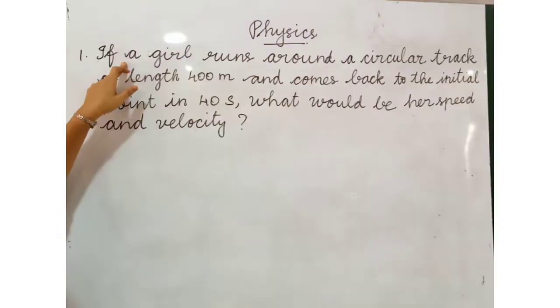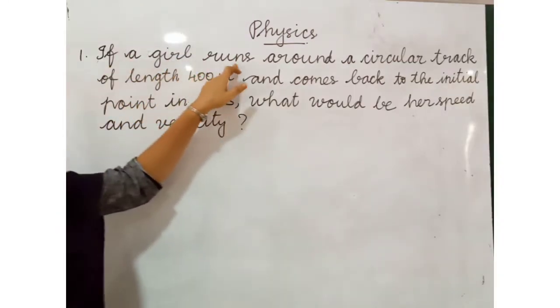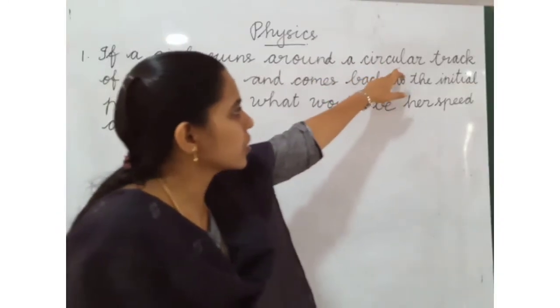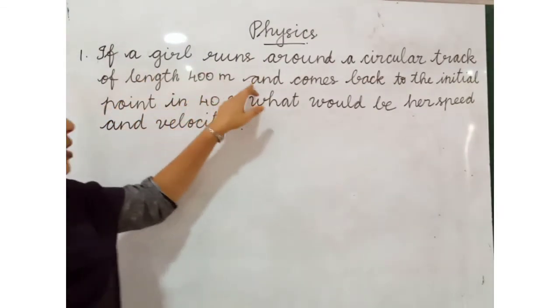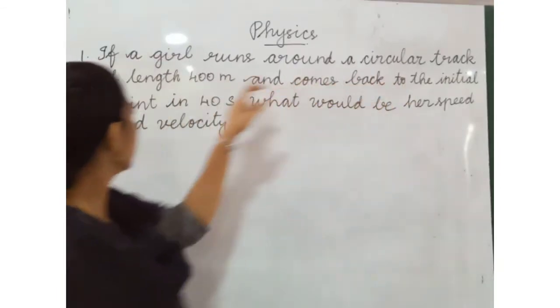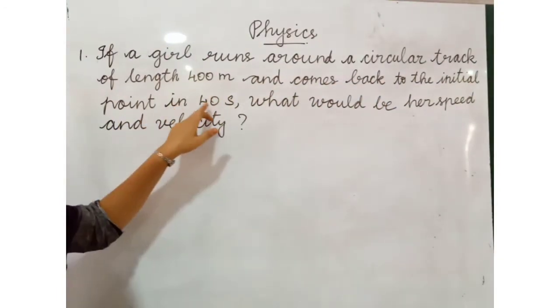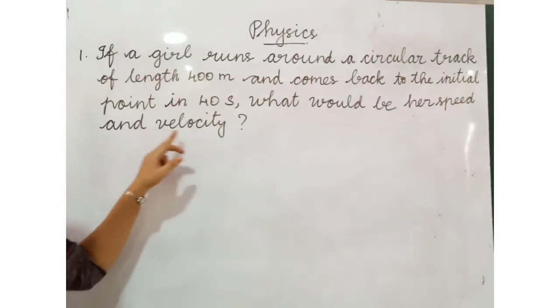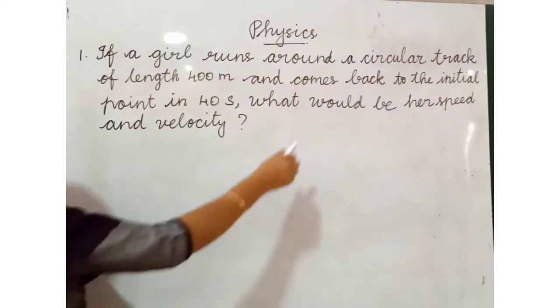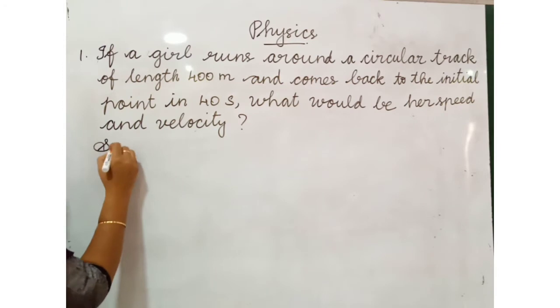First question: if a girl runs around a circular track of length 400 meters and comes back to the initial point in 40 seconds, what would be her speed and velocity? We have to find the speed and velocity.